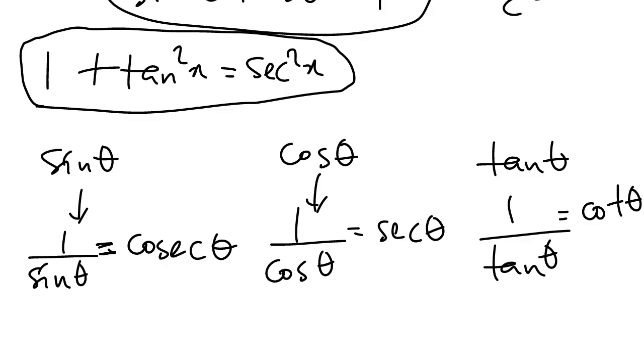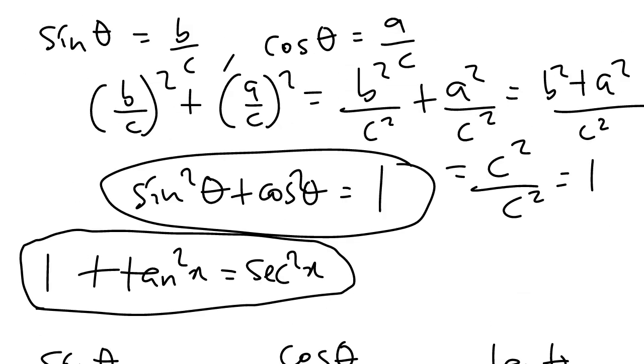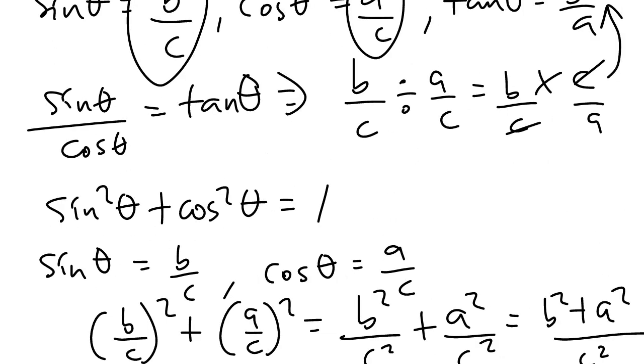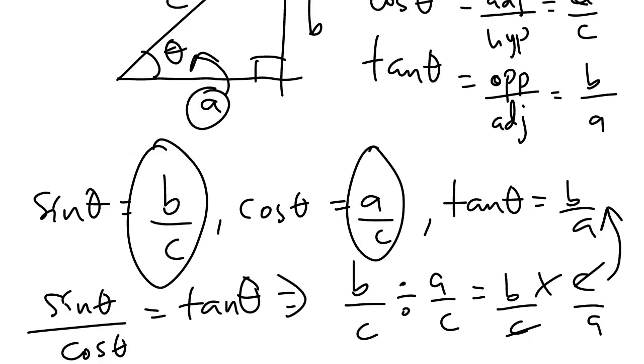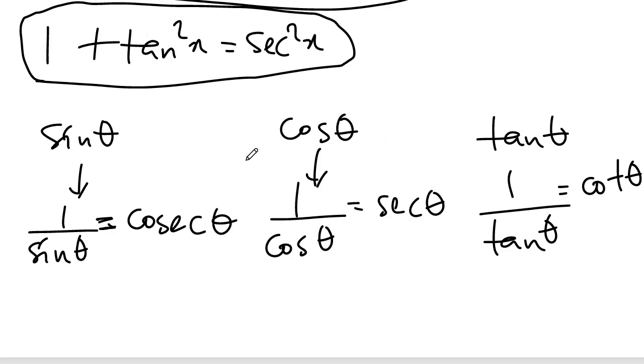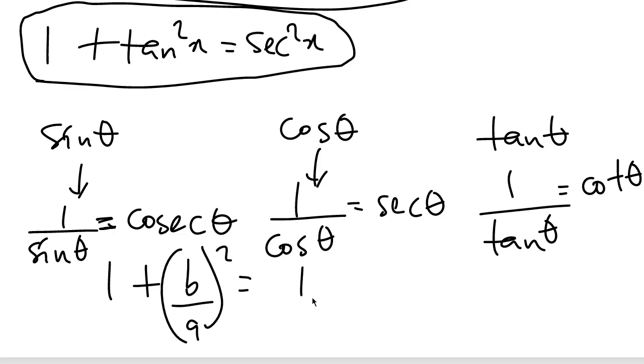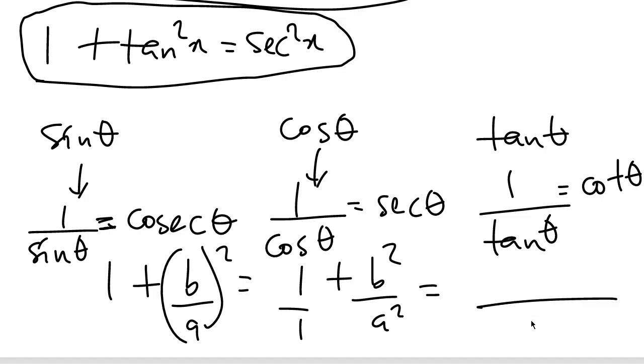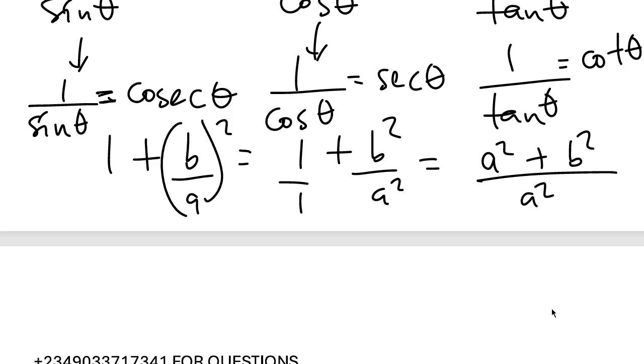Sec squared x. Since we mentioned earlier, according to the triangle I've drawn, that tan theta is equal to B over A, if we get 1 plus B over A all squared, which corresponds to tan squared x, it will be equal to 1 plus B squared over A squared. If we simplify this, what are we going to have? It's going to be A squared plus B squared over A squared. And A squared plus B squared is what?